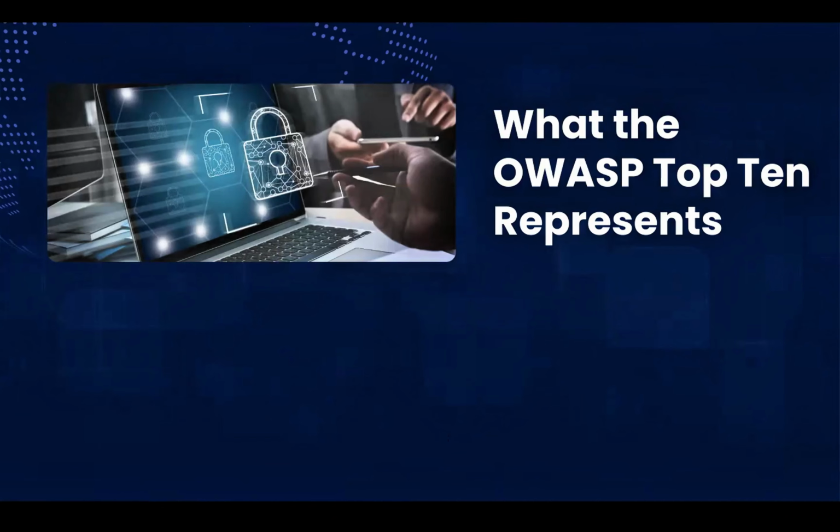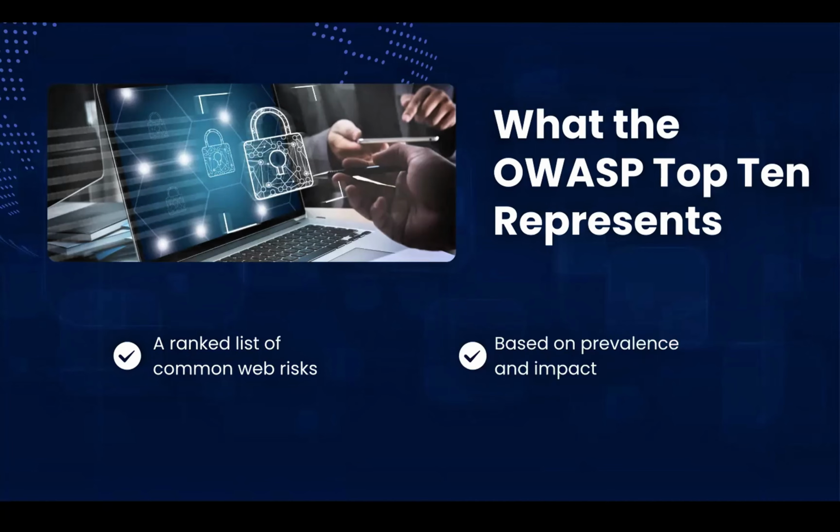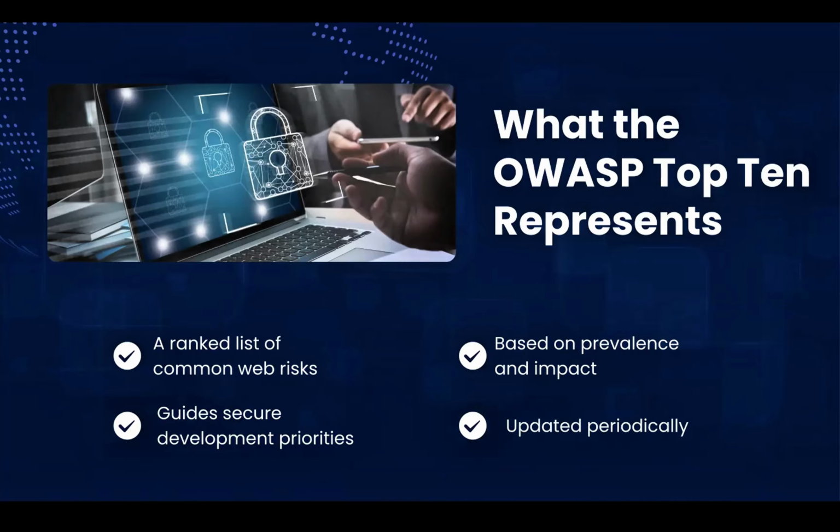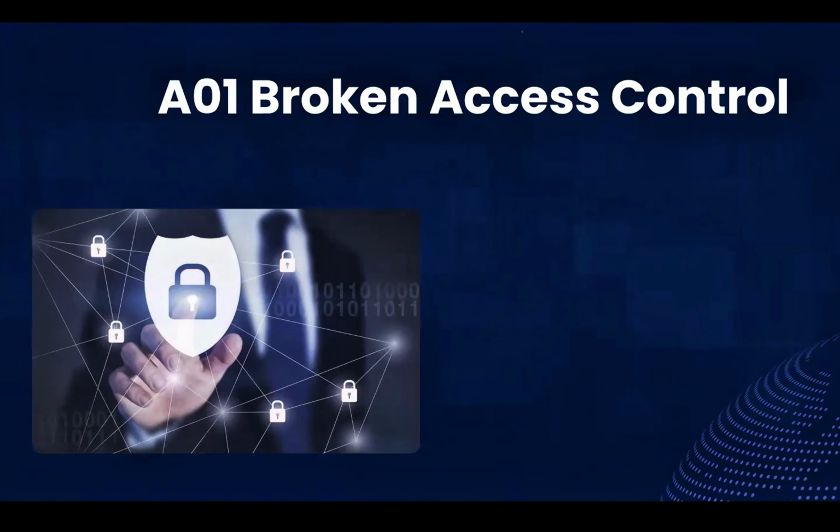Let's now consider what the OWASP Top 10 represents. It is not just a random list. It is a ranked collection of the most common and impactful web risks. The ranking considers how often they occur and how damaging they are. So it is based on prevalence and impact. It guides secure development priorities, which means that it helps teams prioritize security efforts. Also, it is updated periodically to reflect new threat patterns. Let's now consider them one after the other.